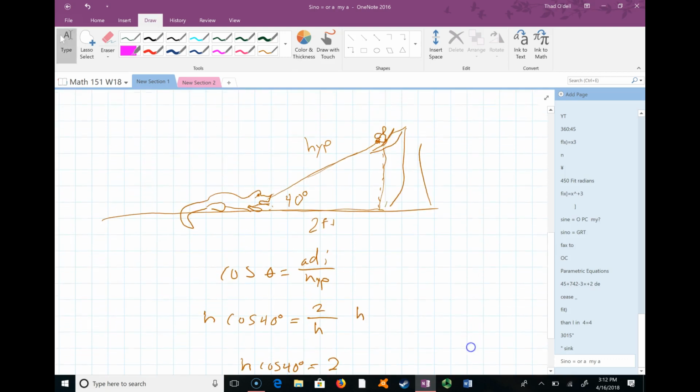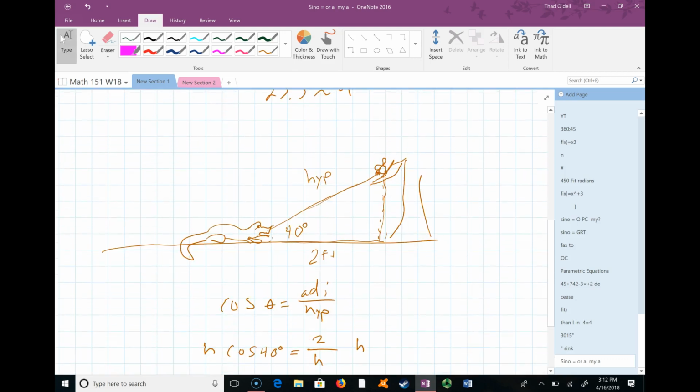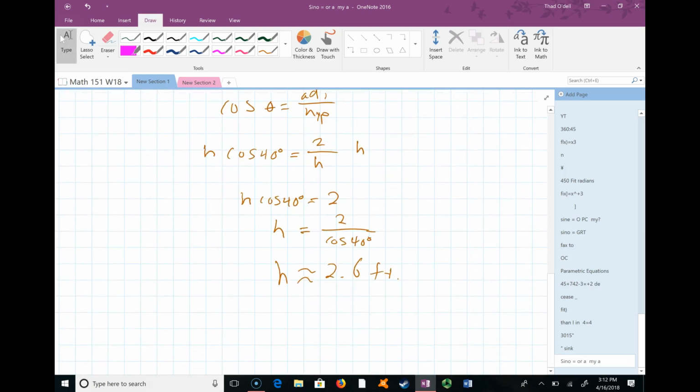So that's the idea. Notice you want to pay attention to whether you have the opposite, adjacent, or hypotenuse. Usually you're given one and you're trying to find another. So you need to pay attention to which one you're given and which one you're supposed to find. Okay, I think I'll stop there.